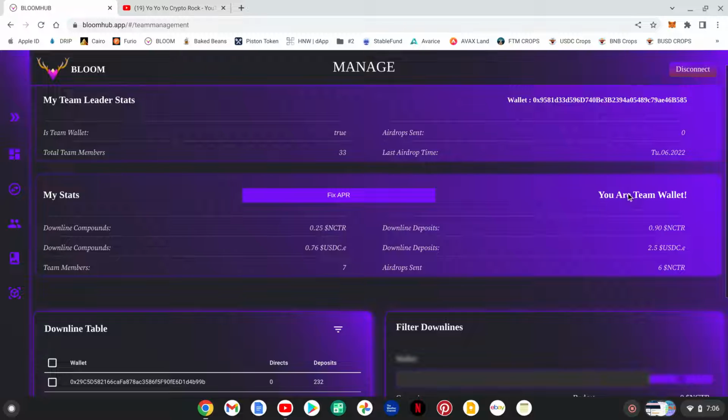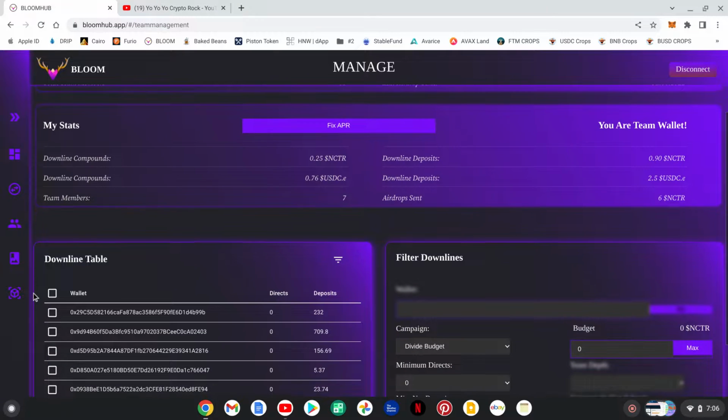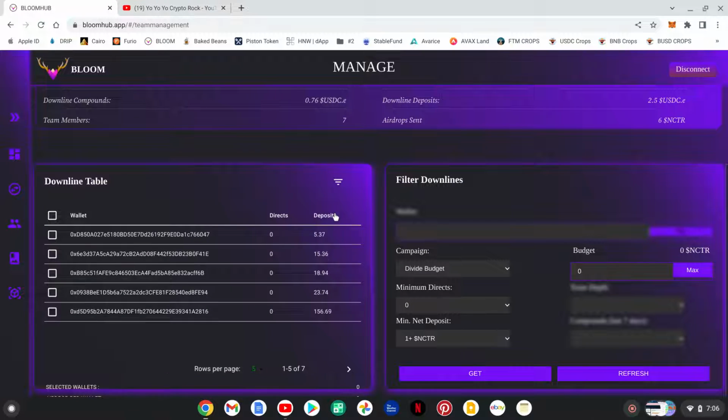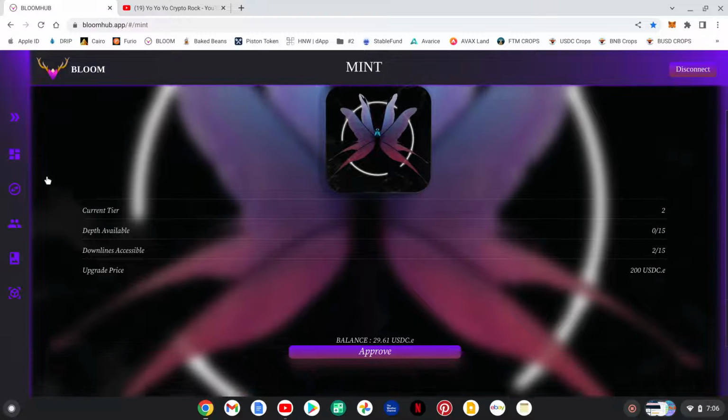I am a team wallet. All right, I am a Bloomify partner. We have 7 people on the team. This is the squad right here. This is how you do the airdrops, okay? Currently, I have more than one NFT.